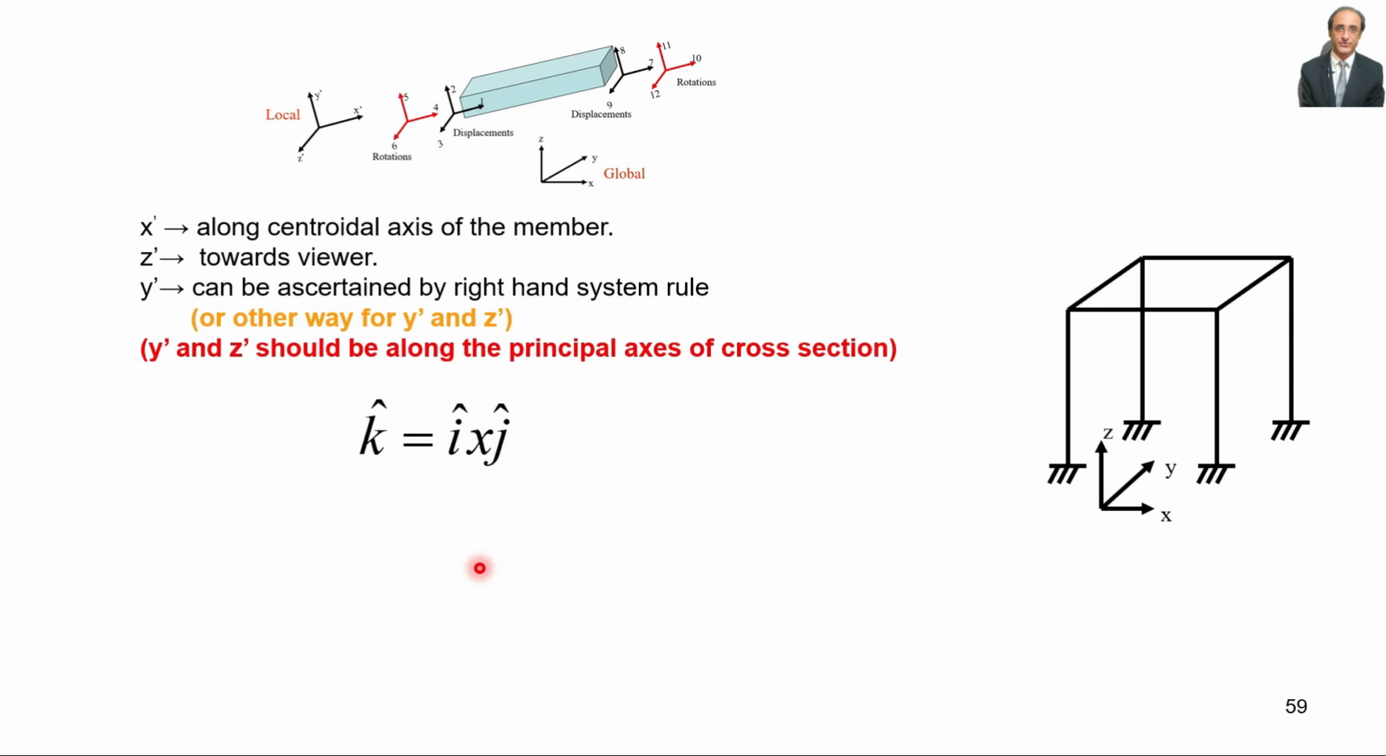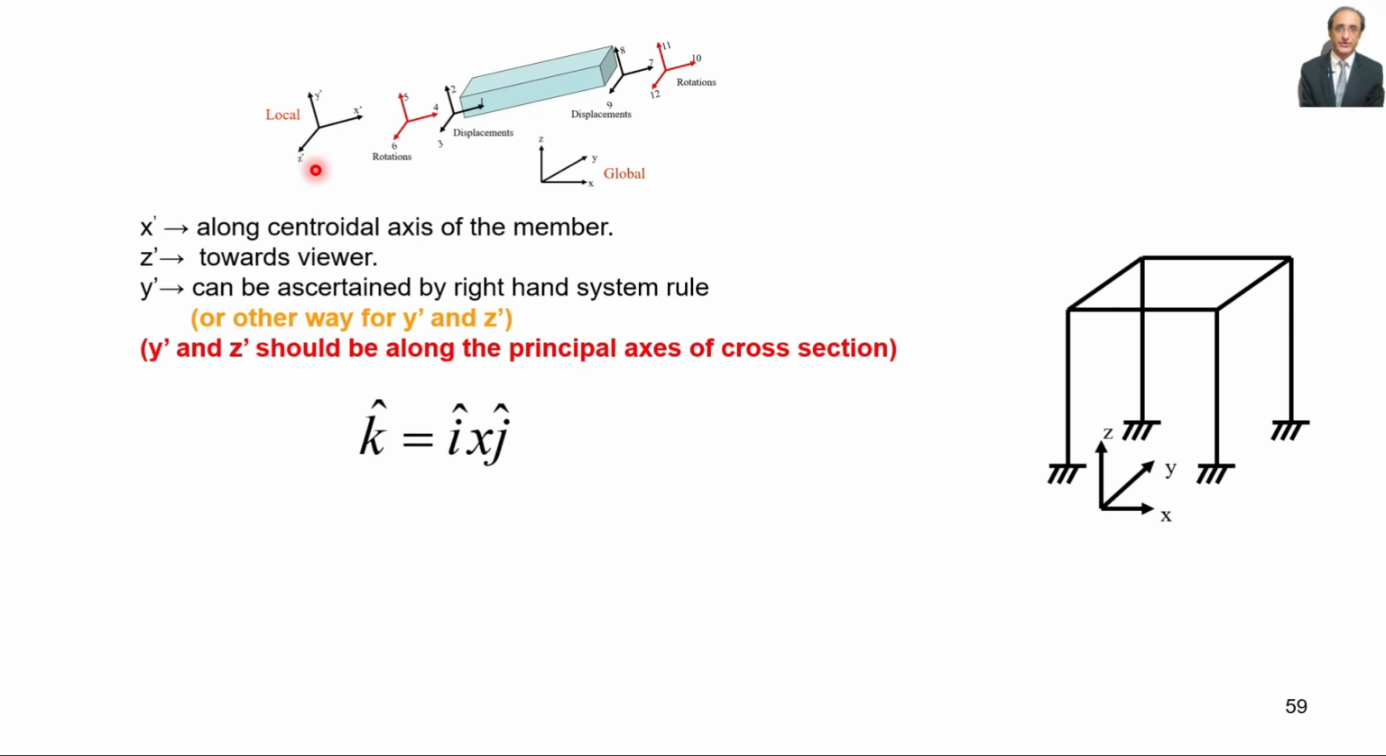Now this is how we have to define our coordinate system. The local x-axis should be along the centroidal axis of the member. Here we have chosen the local z-axis towards the viewer. So accordingly, if we define or specify the local x and z-axis, the third axis, that is the local y-axis, results by the right-handed system. So we need to fix any two of them. The local x-axis has to be along the centroidal axis of the member, and then we need to specify any one of the local y or local z-axis. Once we specify that, we obtain the third axis by the right-handed rule.